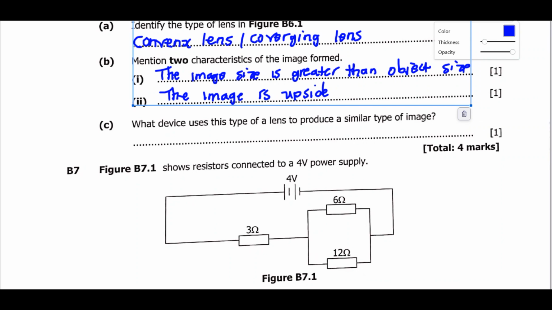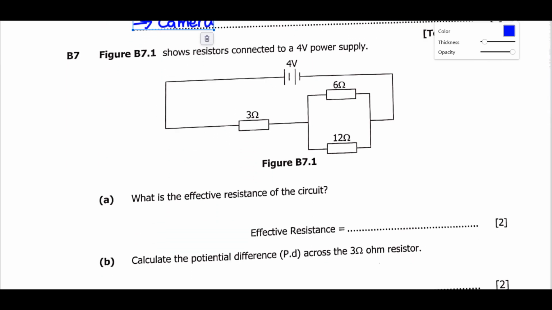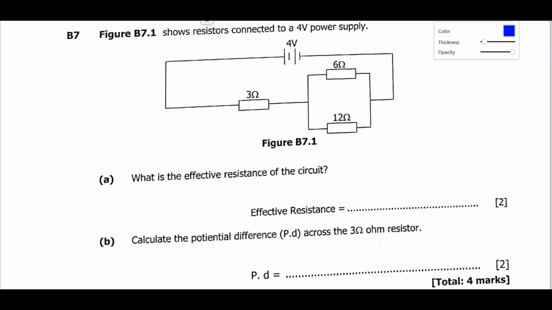So, question C. What device uses this type of lens to produce a similar type of image? Cameras. The cameras use this type of lens. We move on to question number 7. Figure B7.1 shows resistors connected to a 4 volts power supply. What is the effective resistance?